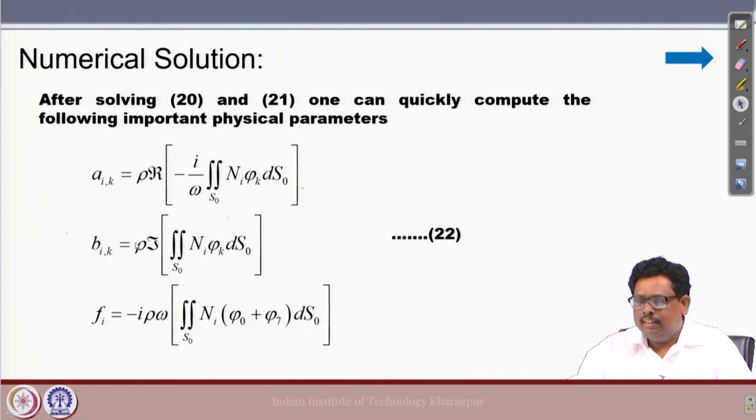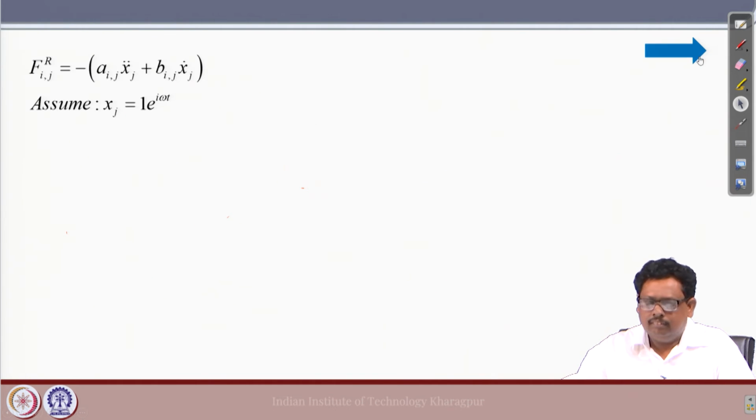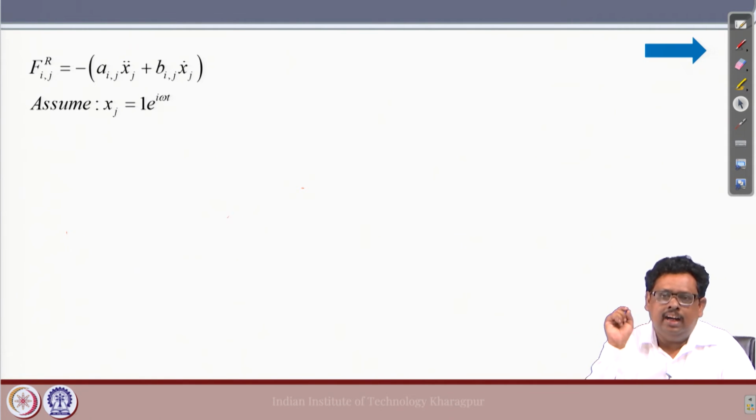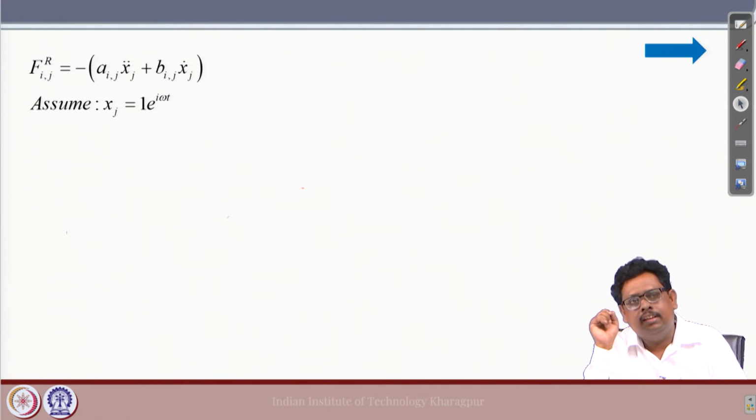Now, if I go here, I know the radiation force is nothing but Aij into x double dot j plus Bij x dot j, right. We know that, right. It is added mass multiplied by the acceleration and then the damping multiplied by the velocity.